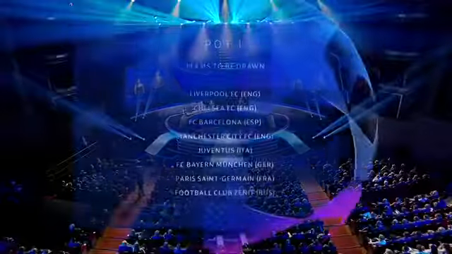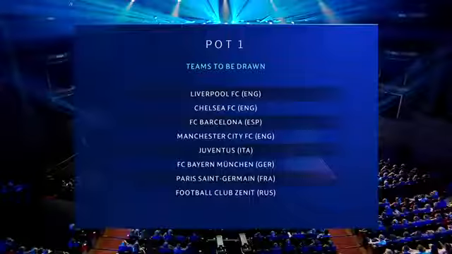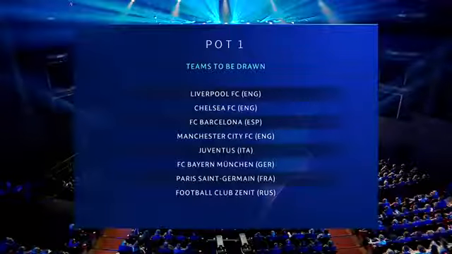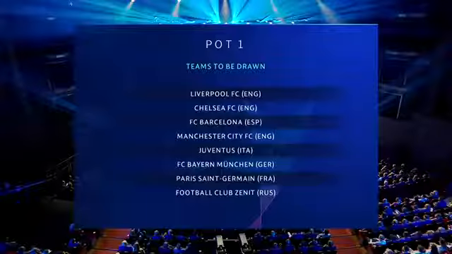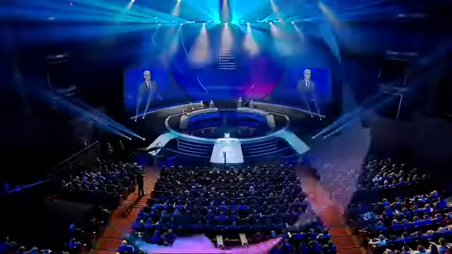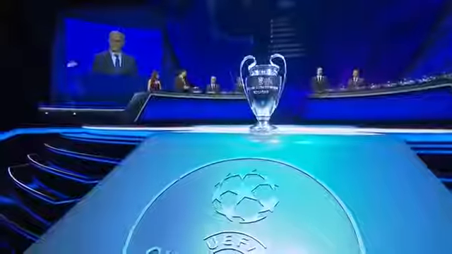Okay, so that's how the technical part of the draw works. Let's take a look at the teams in Pot 1. And this pot includes the defending champions Liverpool, along with Chelsea, Barcelona, Manchester City, Juventus, Bayern Munich, Paris Saint-Germain, and Zenit. These teams combine for 19 titles, Giorgio. Over to you to kick us off with the draw.